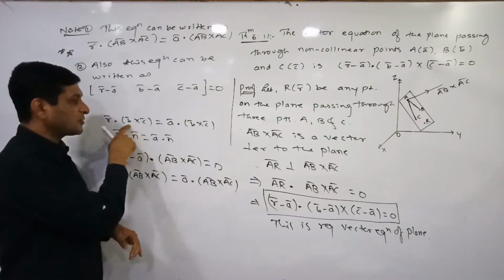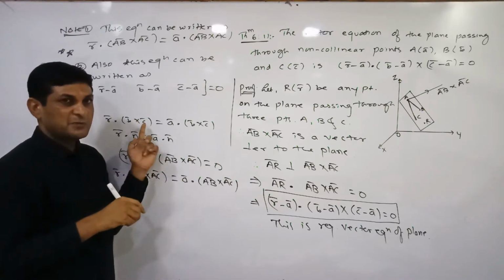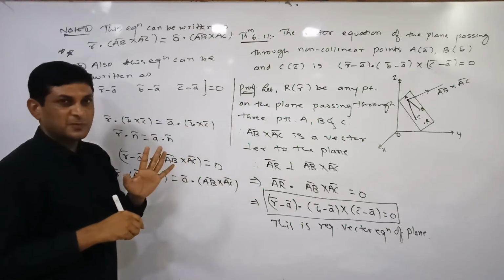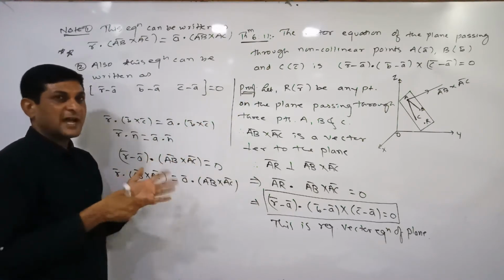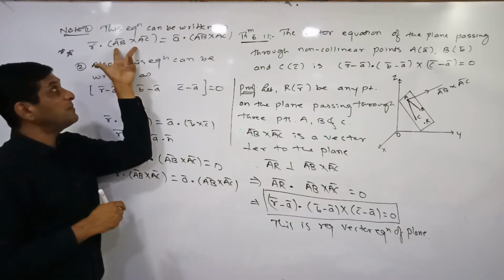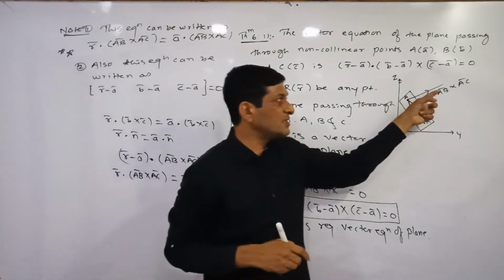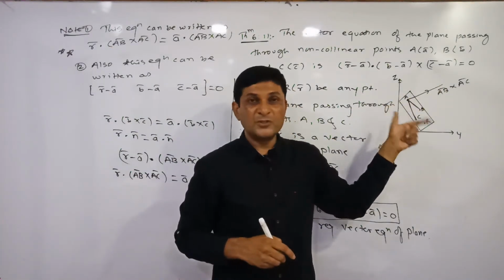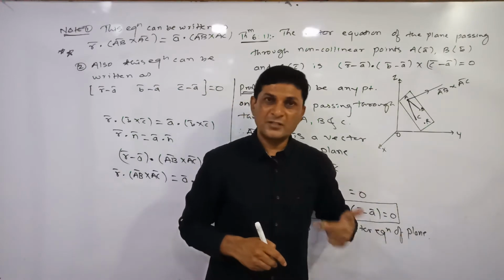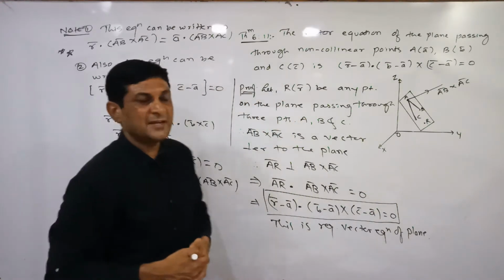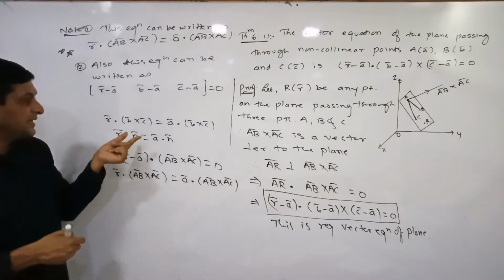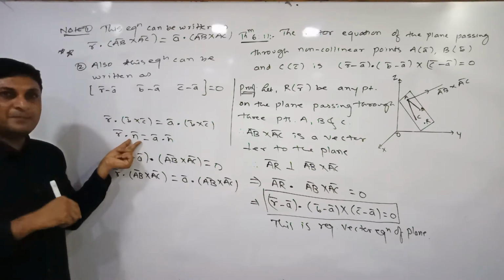यहाँ पे भी b bar cross c bar, in the last theorem we have seen that b bar cross c bar is also perpendicular to the plane, means it is also a vector along the normal. Here also ab bar cross ac bar. What is ab bar cross ac bar? It is perpendicular to the plane, means we can say that it is vector along the normal to the plane. अगर हमें ये वेक्टर की वैल्यू मिल गई तो ये नॉर्मल पे का वेक्टर है.